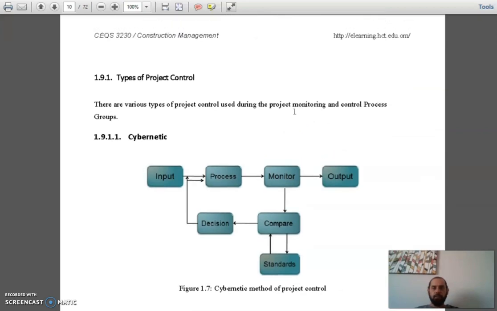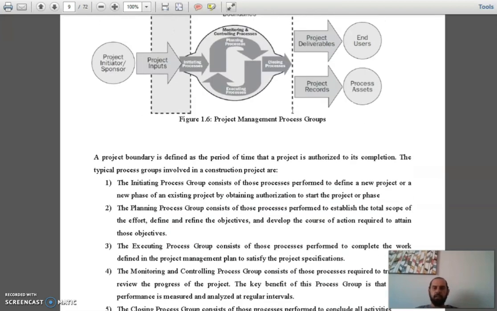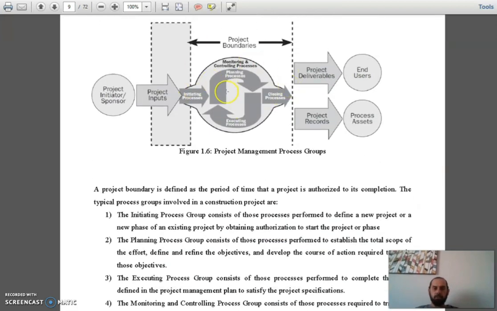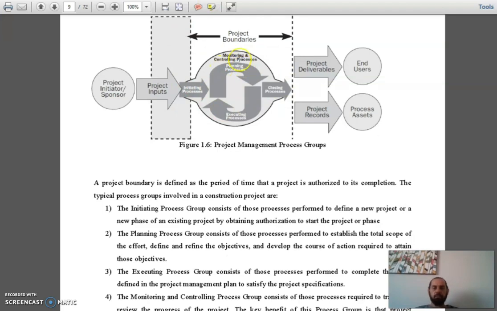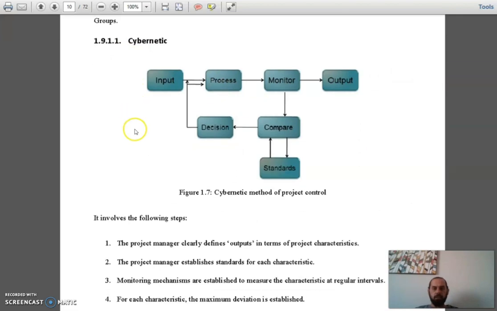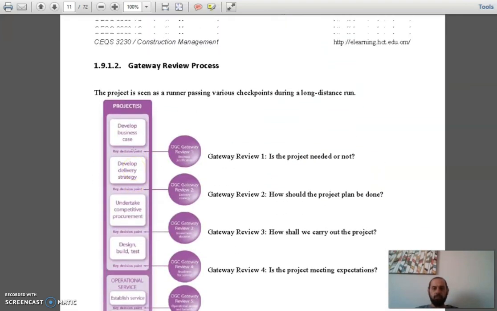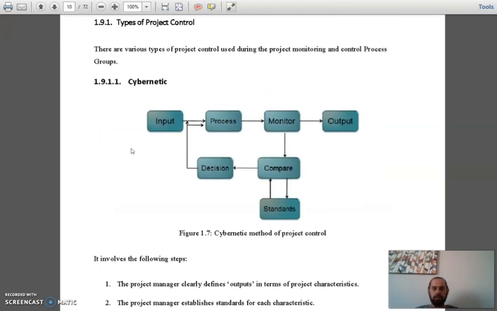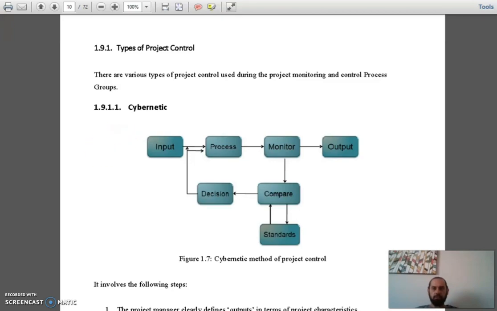Okay. So types of project control. So we said that we have project monitoring and control. There are some types of monitoring and controlling the project. So we will take this one, okay, and we will leave this one. The second one we will leave it, and we will take only the first one.